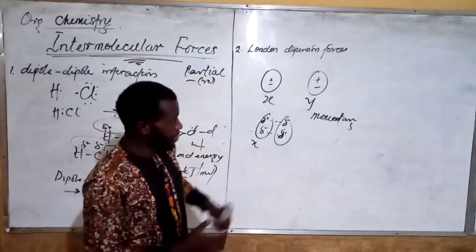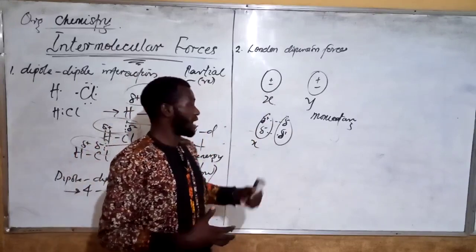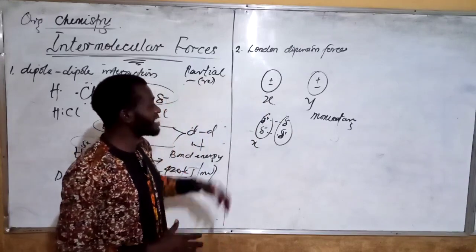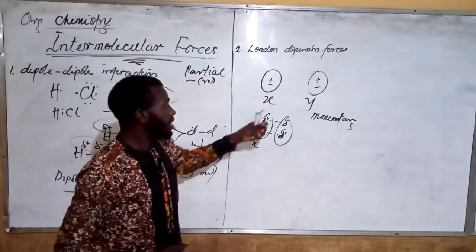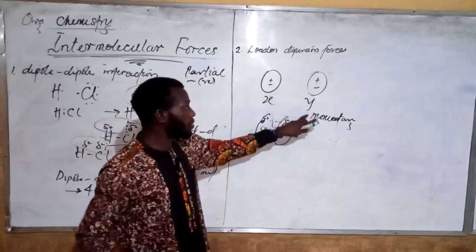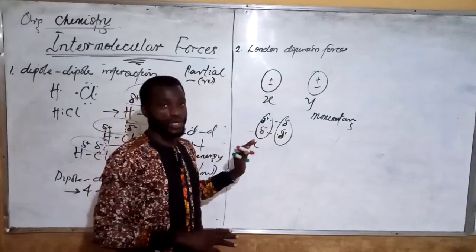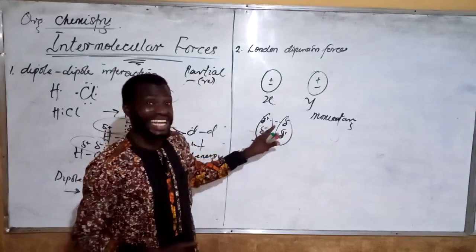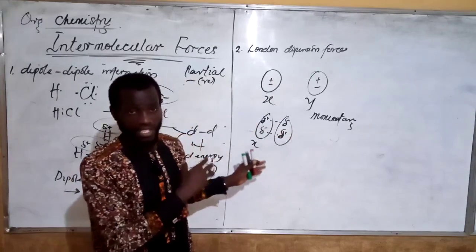And this is what explains how the molecule of helium can be liquefied at really low temperatures. So we said the dipole that is formed is momentary, meaning that it breaks off very quickly, and that it has the least strength. It is the weakest of all bonds.